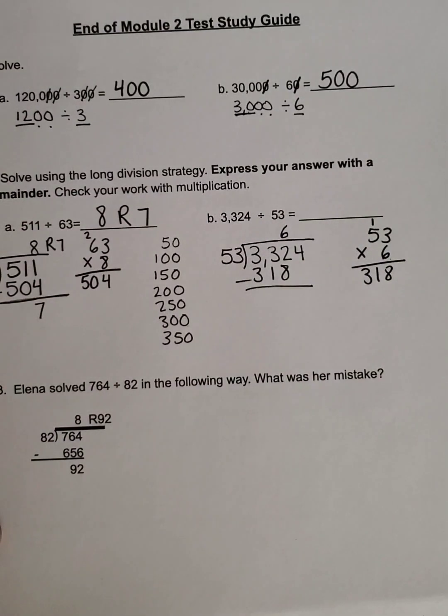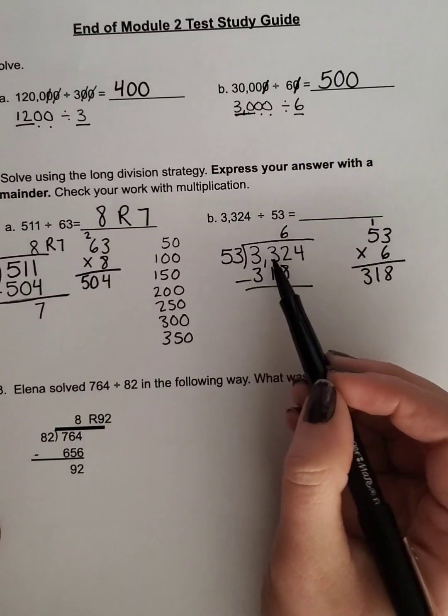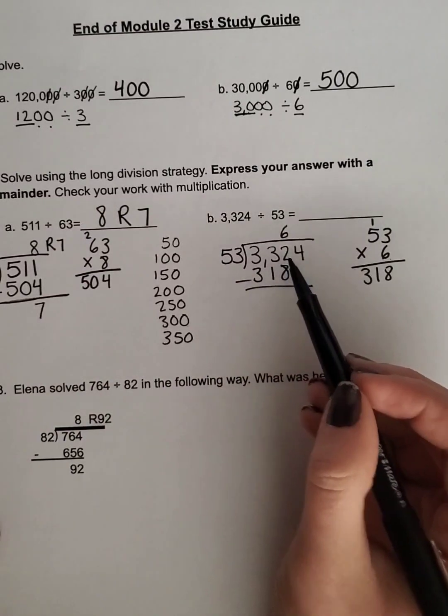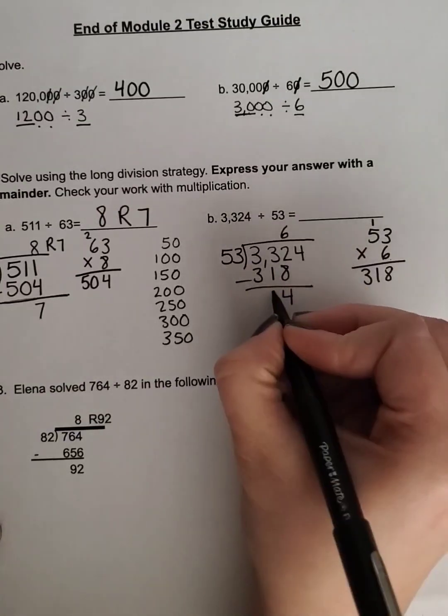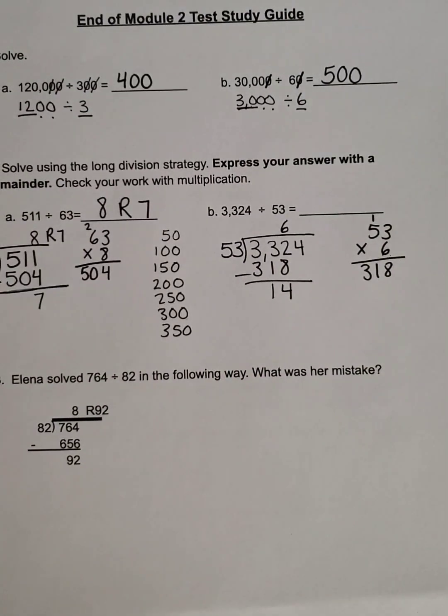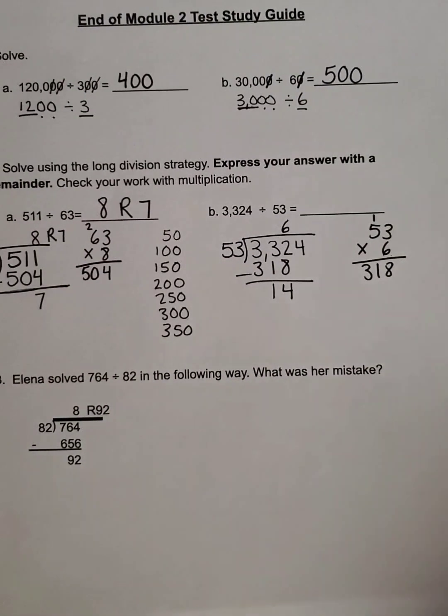332 minus 318. Well, I'd have to unbundle the 3 to make that a 2. 2 becomes 12. 12 minus 8 is 4. 2 minus 1 is 1. So I kind of did that in my head instead of crossing it out, but it's up to you.